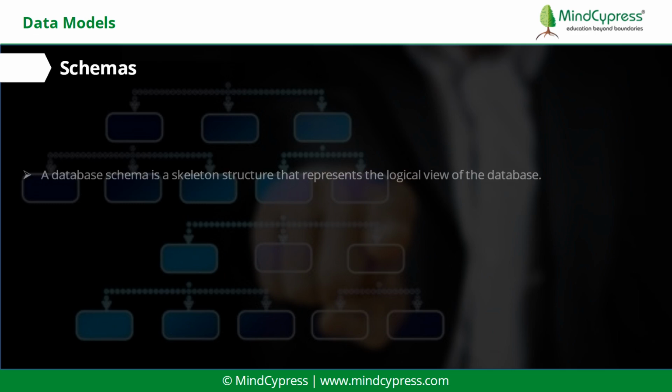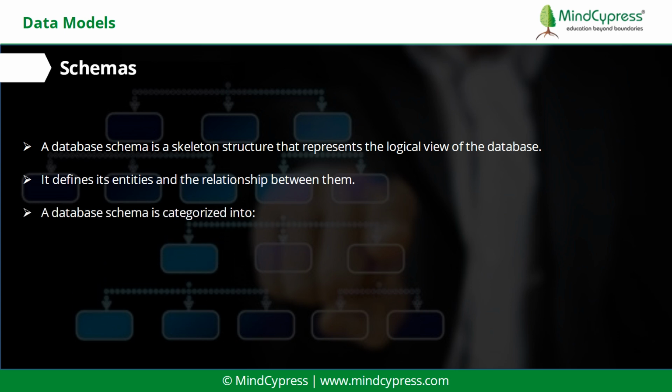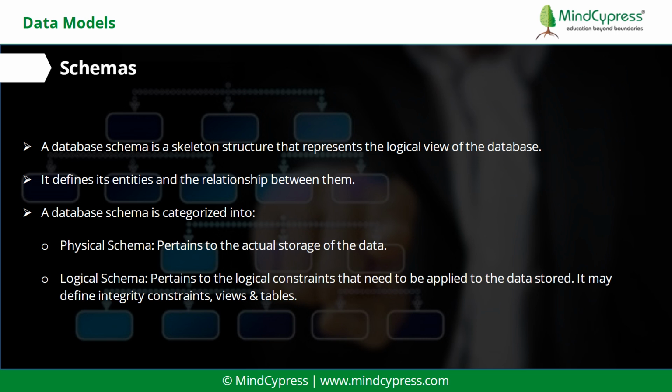Schema. A database schema is a skeleton structure that represents the logical view of the database. It defines its entities and the relationship between them. A database schema is categorized into physical schema, which pertains to the actual storage of the data, and logical schema, which pertains to the logical constraints that need to be applied to the data stored. It may define integrity constraints, views, and tables.